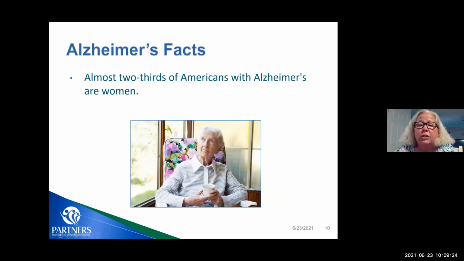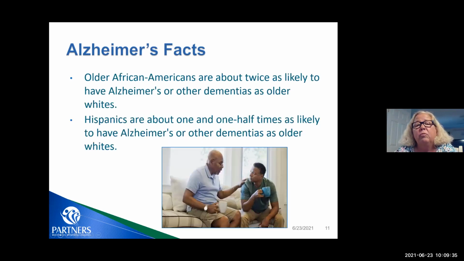Almost 2/3 of Americans with Alzheimer's are women. And part of that is because women live a little bit longer than men overall. Older African Americans are about twice as likely to have Alzheimer's or other types of dementia as older whites, and Hispanics are about 1.5 times as likely to have Alzheimer's or other dementias as older whites.